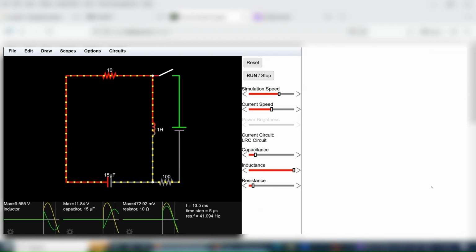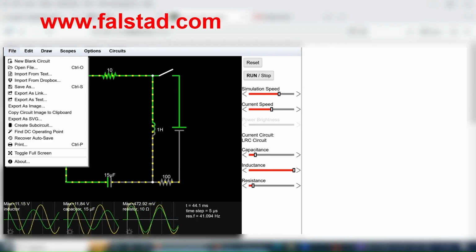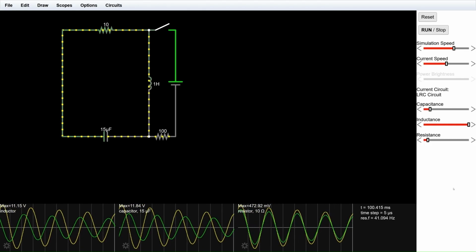For those who are new, this series uses www.falstad.com for circuit simulations.